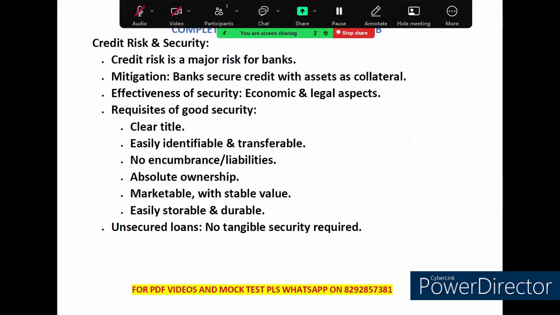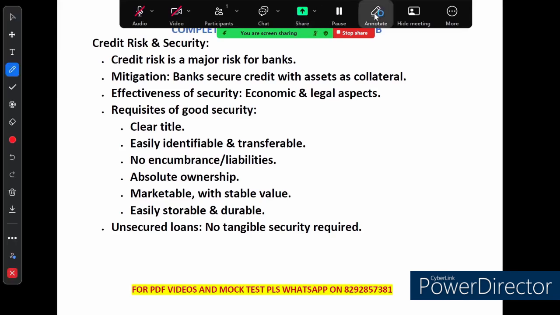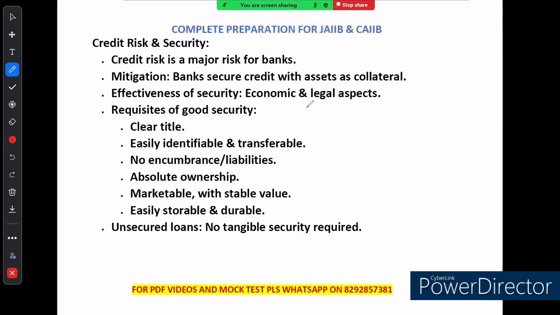The topic name is types of collateral and their characteristics. So let's begin. First things first, what is credit risk, right? Credit risk is the chance that someone who borrows money from a bank might not pay it back. To reduce the risk, banks ask for an asset like property as collateral to secure the loan, right?